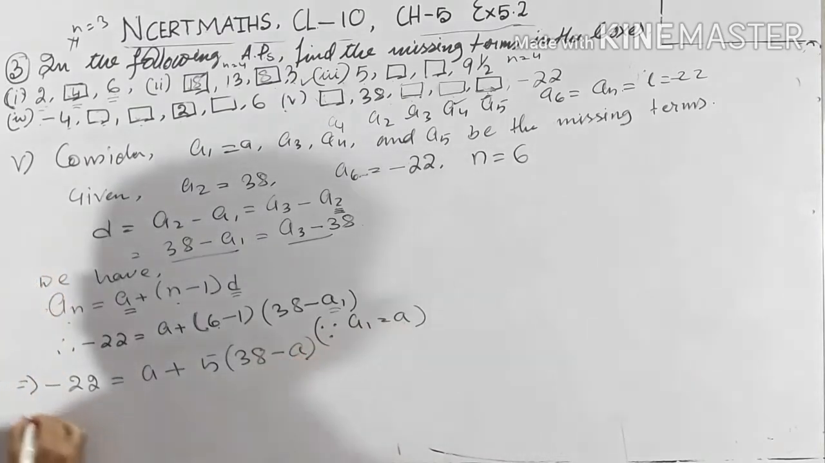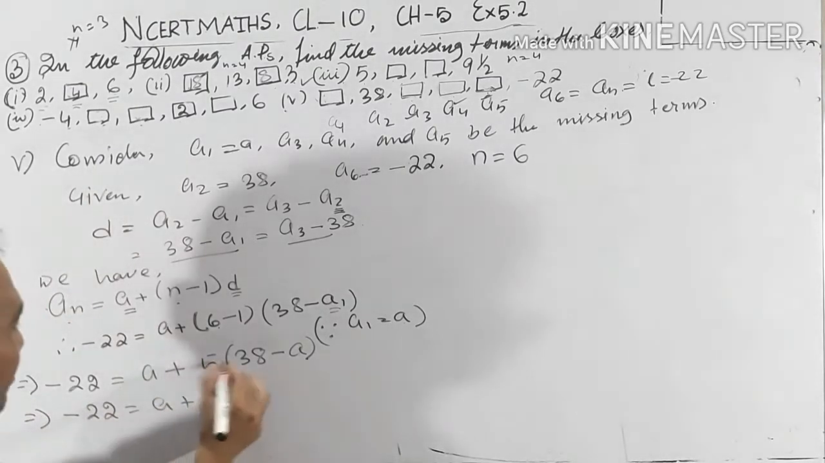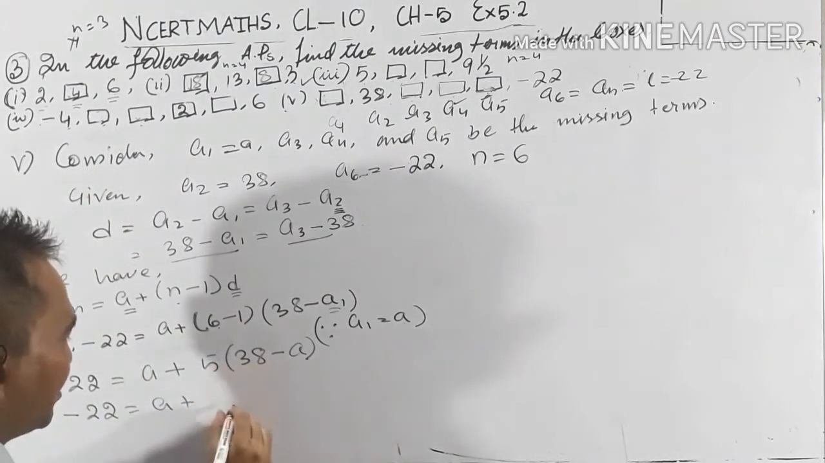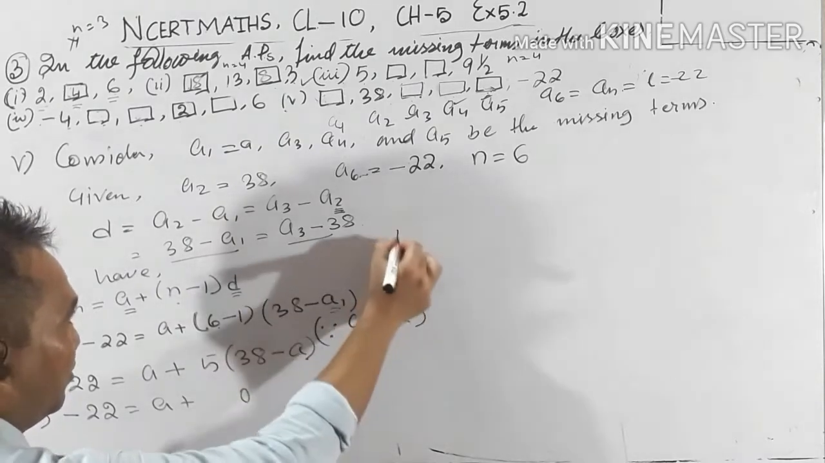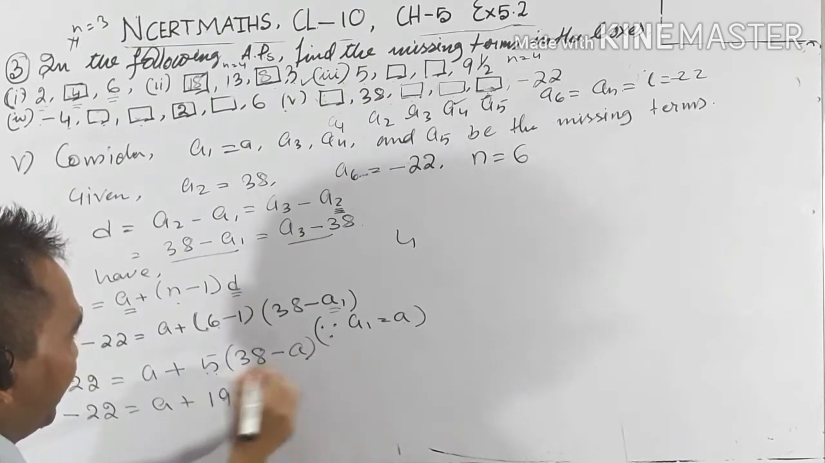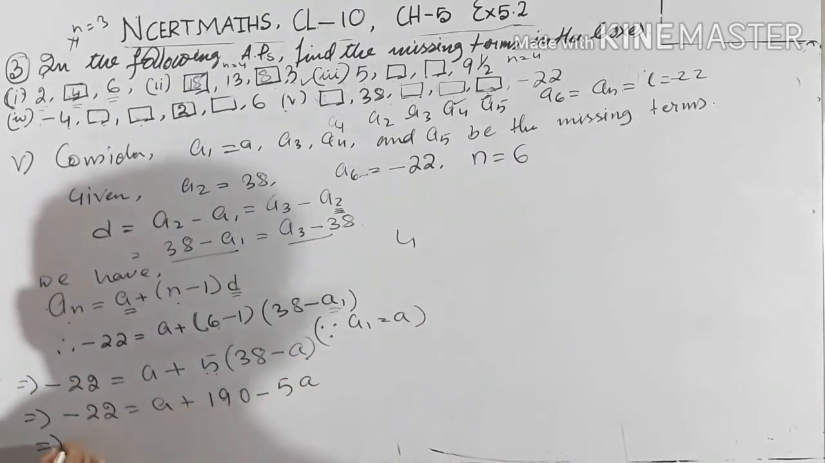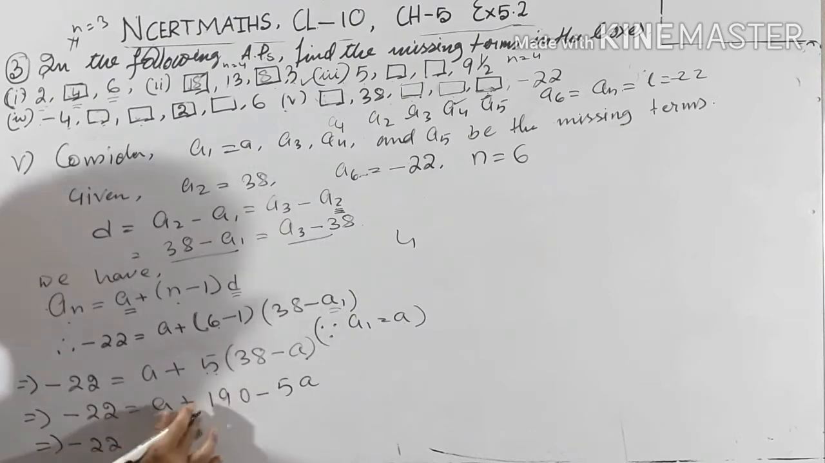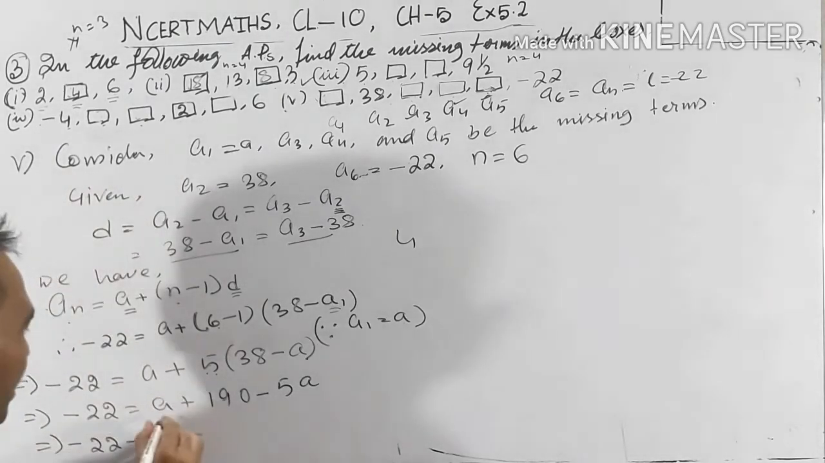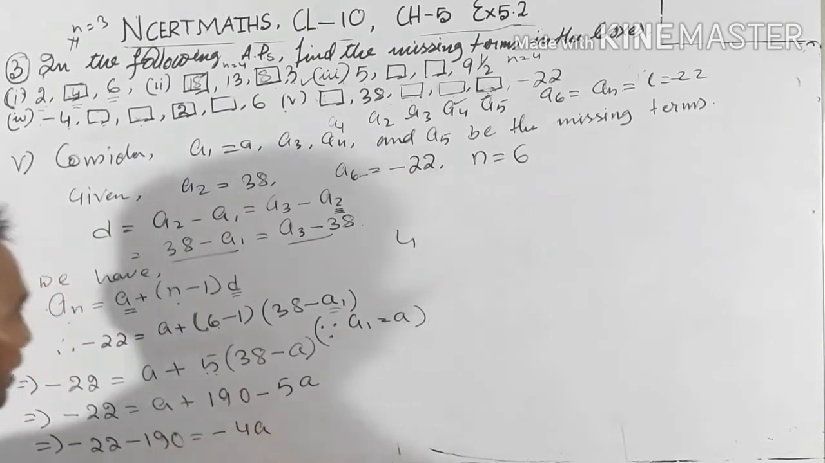Minus 22 equals A plus 5 times 38. 8 fives are 40, write 0 and carry 4, and 5 threes are 15, plus 4 is 19, so 190. Then minus 5 into a, that is 5a. Then let us transpose it, minus 22. On transposing it becomes plus. 190 equals, there is a minus 5a, that means it will be minus 4a, correct?